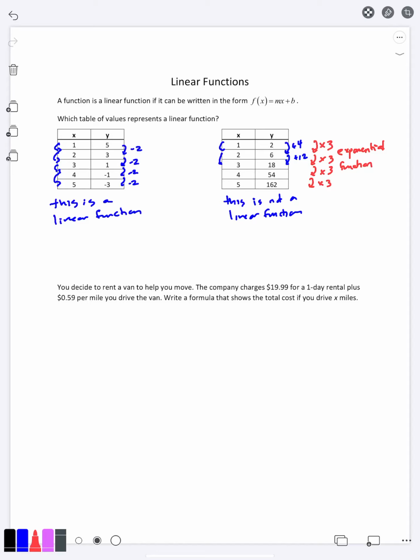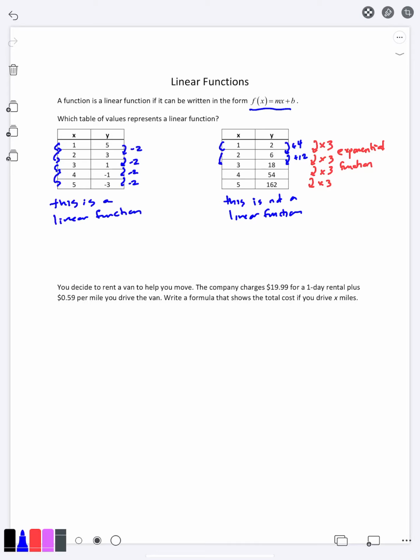Okay, now I actually skipped over this, but I wanted to show you the property first: because of that same slope, you can write out any linear function as mx plus b. So anytime you have a formula, if you can write it as mx plus b, that's going to be a linear function.